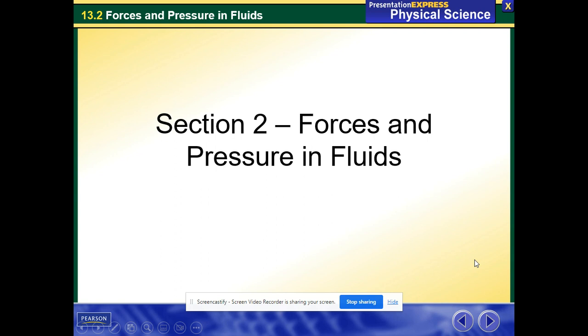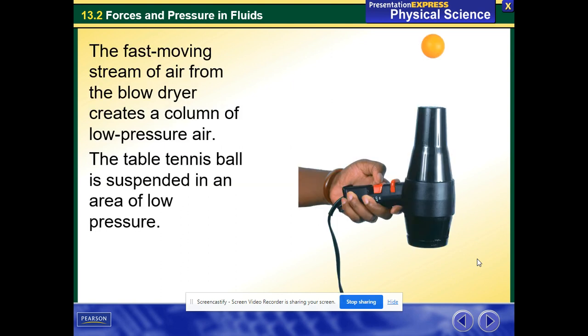Hey class, today we're going to look at section 2, which is about forces and pressures in fluids. In the last lesson, we talked about pressure and how it is force divided by area, and a couple other things with pressure, such as it increases with depth and it decreases as you increase the altitude. Today, we're going to focus on two major principles when it comes to forces and pressure.